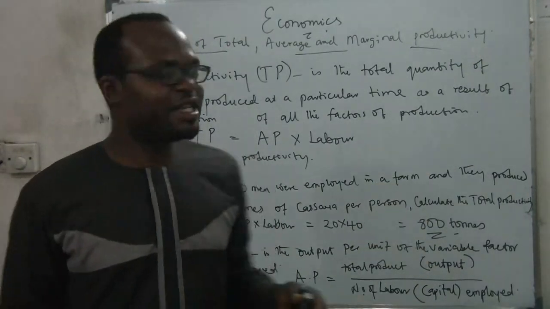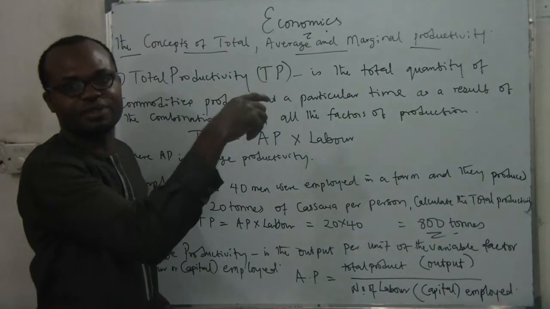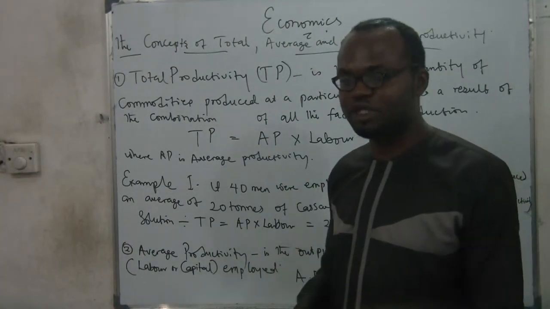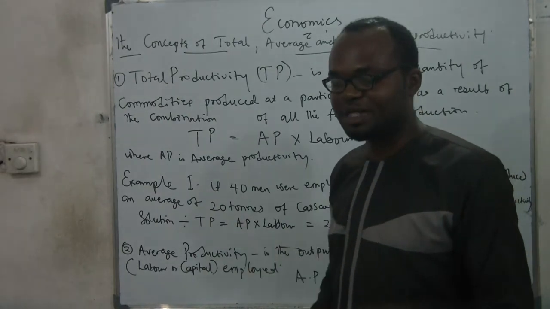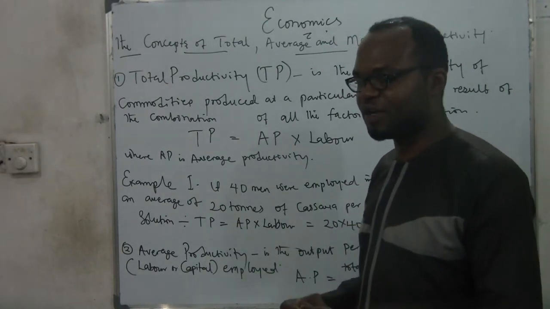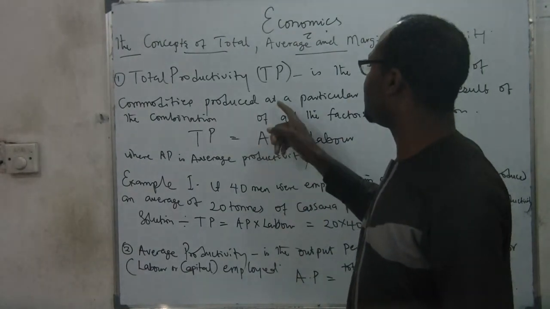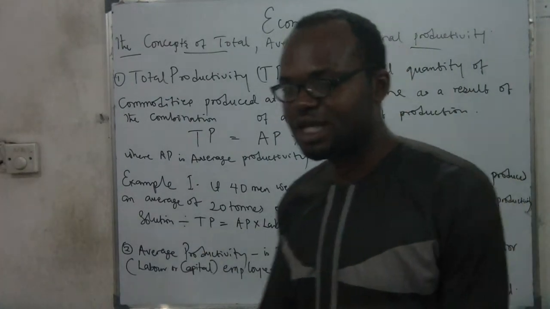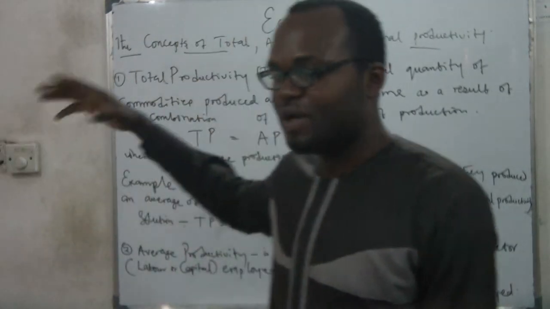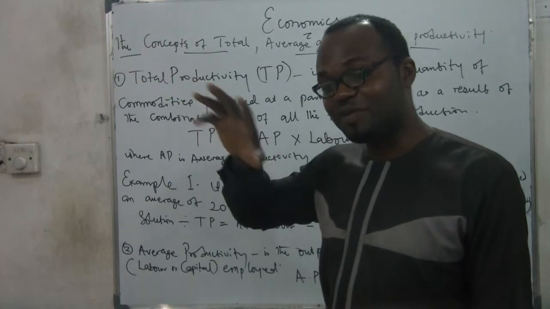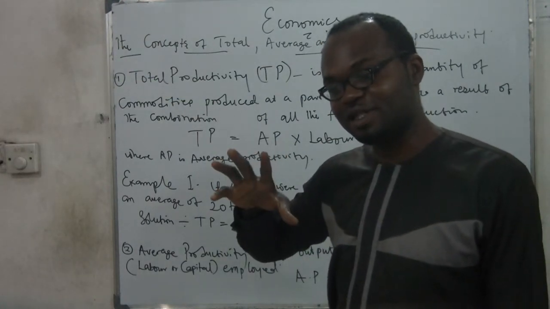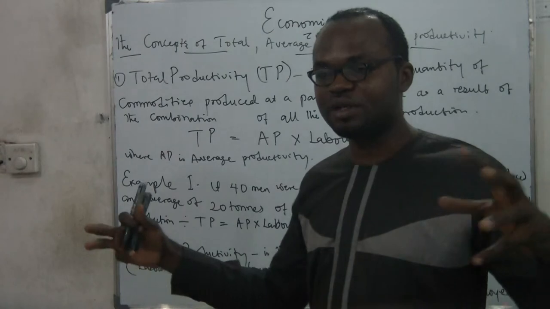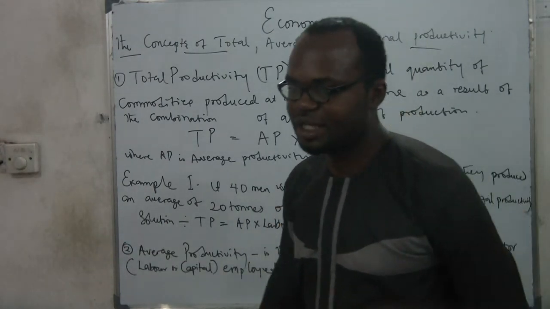Yes. So when you bring all these factors of production together, which are land, labor, capital and entrepreneur, the quantity of the commodity that you are able to produce at a particular point in time is what we call total productivity. Exactly. If you produce high, 1,000, that means your productivity is high. If you produce very little, 10, that means your productivity is low. Is that clear?